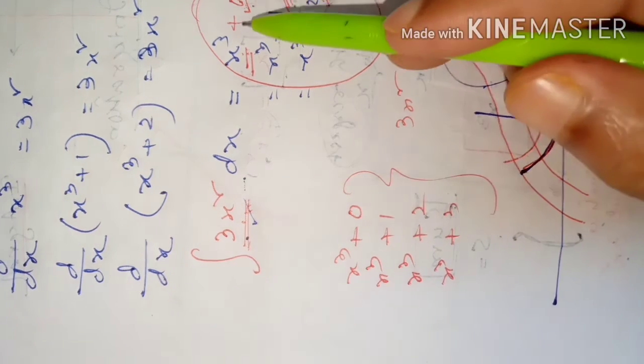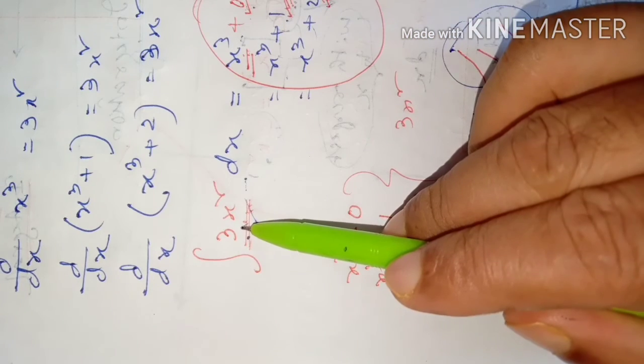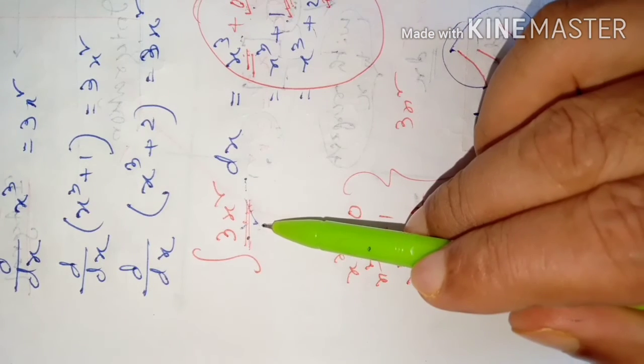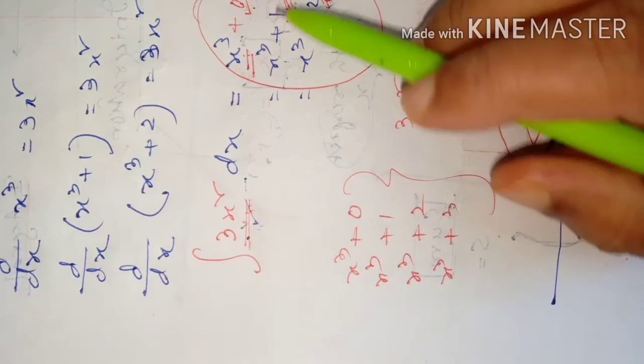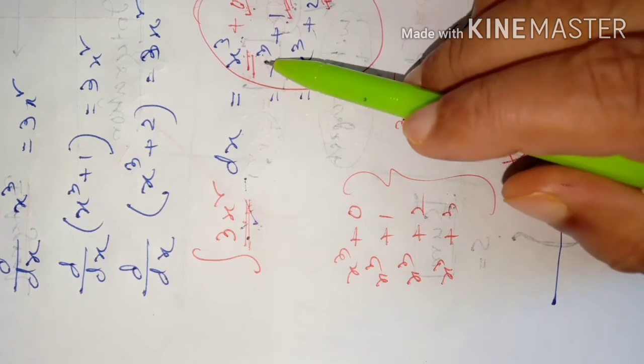So that means these are antiderivatives of this one. These are antiderivatives of this one. Then their antiderivative can be this one. No? Are you understanding what I am saying? Means there are derivatives.